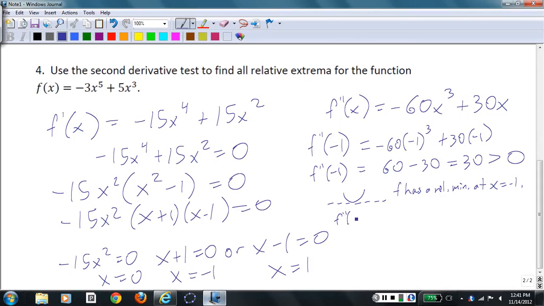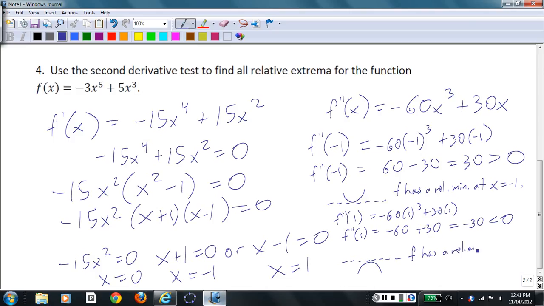F double prime of 1 is negative 60 times 1 cubed plus 30 times 1. F double prime of 1 is negative 60 plus 30, which is negative 30, which is negative. So we have a situation where f prime of 1 is 0, horizontal tangent line. F double prime of 1 is negative, so it's concave down. So f has a relative maximum at x equals positive 1.